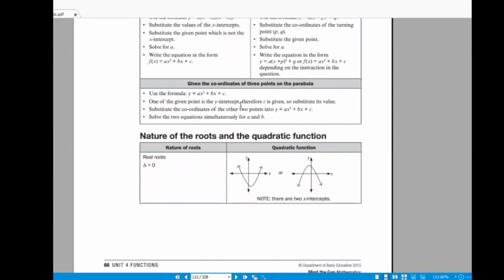The other case is when you are given the coordinates of 3 points on the parabola, one of them being the y-intercept. You will use the standard form of the quadratic function, and the y-intercept will determine the value of c. After having that value of c, you'll use the other 2 points that are not the y-intercept to solve for a and b using simultaneous equations.